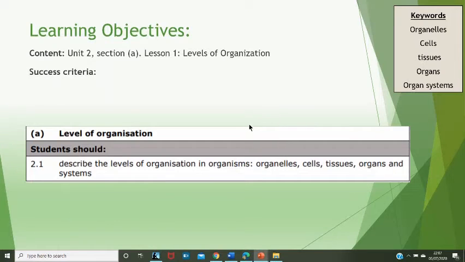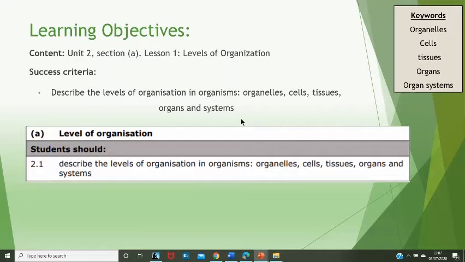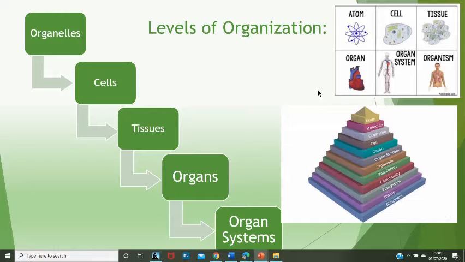Okay, here are our learning objectives. By the end of this video, you should be able to describe the levels of organization in organisms. First of all, you have organelles, cells, tissues, organs, and organ systems. Here are the levels of organization from my workbook. Anyways, here is the pyramid that I actually made of levels of organization.